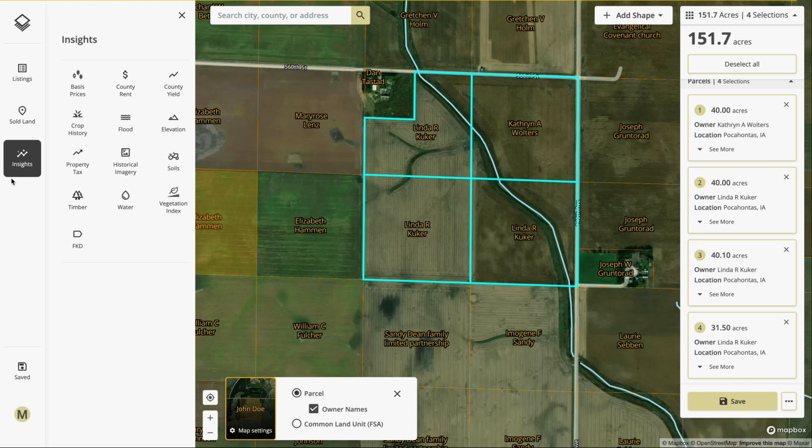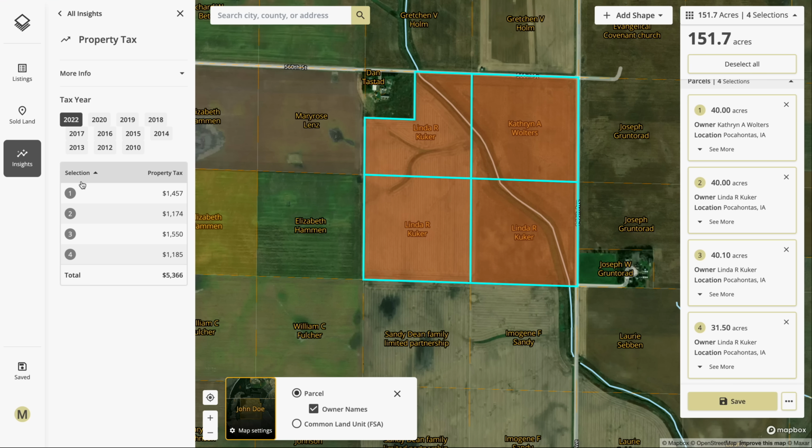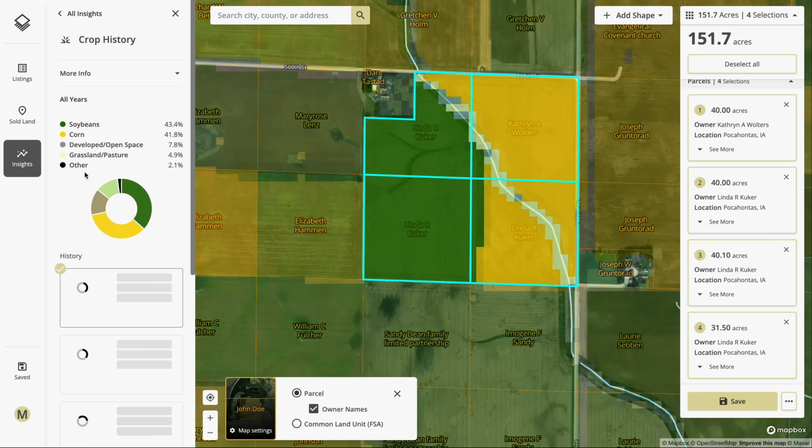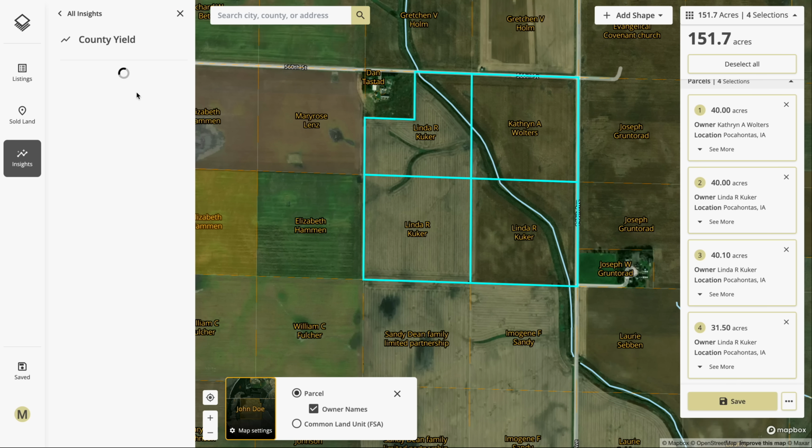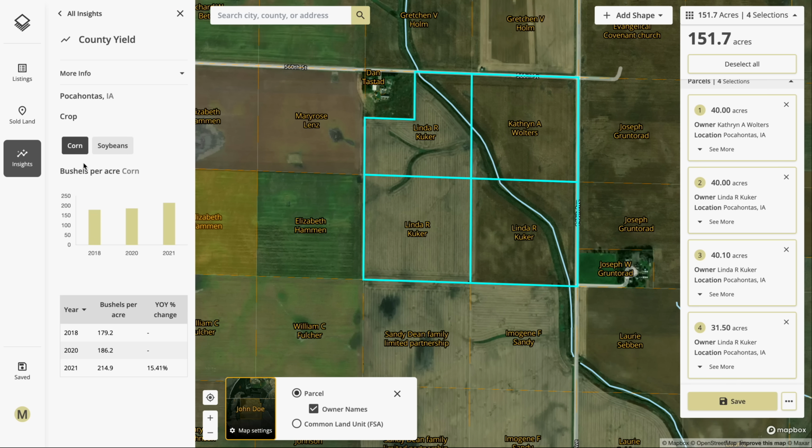To accurately assess cap rates, I can reference the property tax layer, with data available back to 2010. Along with on-site diligence and reviews of crop history and county yield information, our valuation came in below what was palatable to the seller, and we decided to pass on the opportunity.